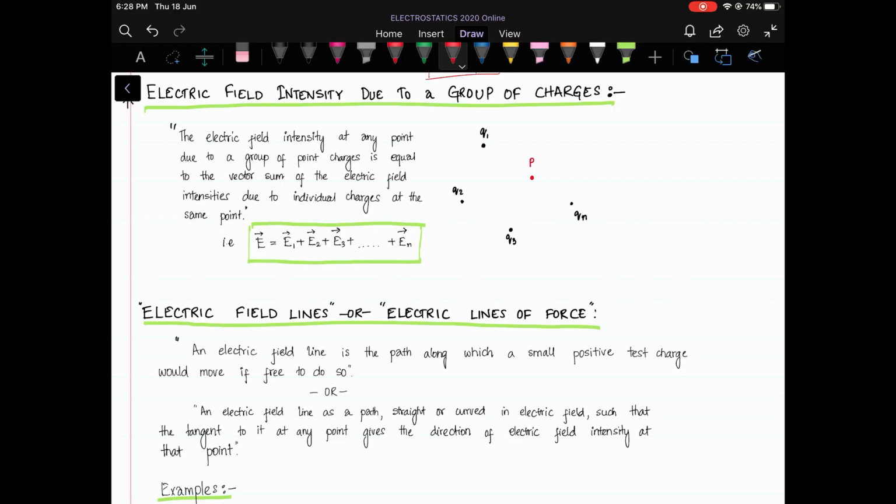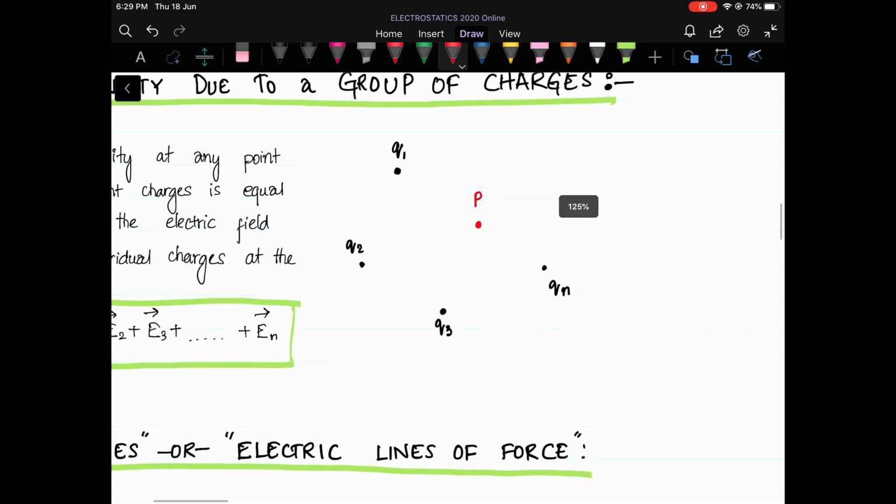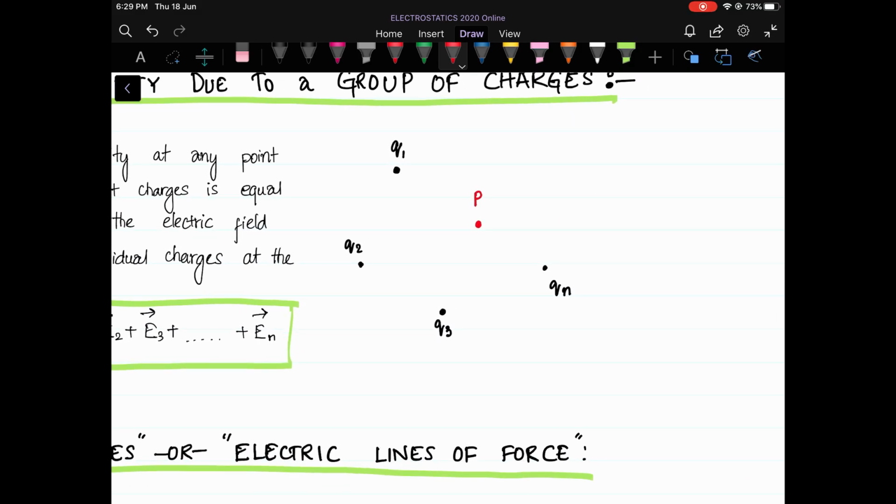In our next topic, we are going to see how we find the electric field intensity at a point when we do not have a single point charge, but a group of charges. In this example, you can see we have a source charge, let's say Q1, and another source charge, Q2, Q3 and n number of them. The last charge is your Qn. Here the electric field is created not only by the source charge Q1 but by all the other charges present in this system.